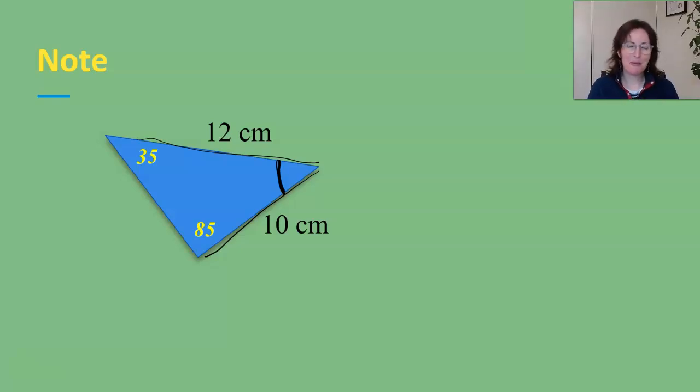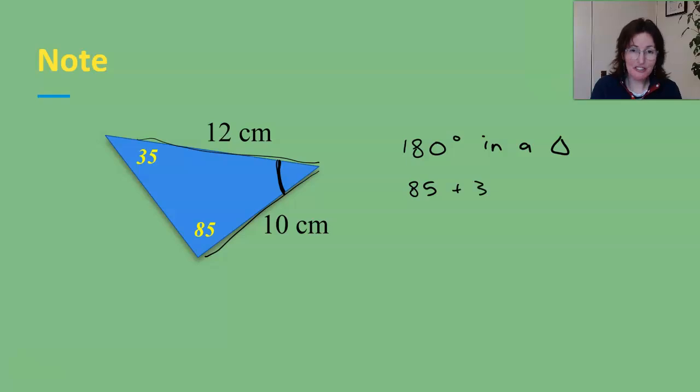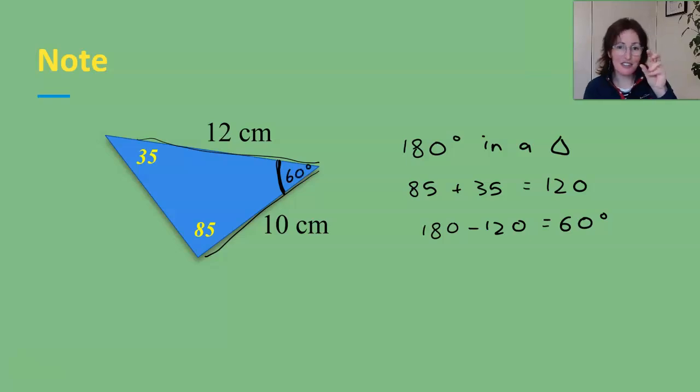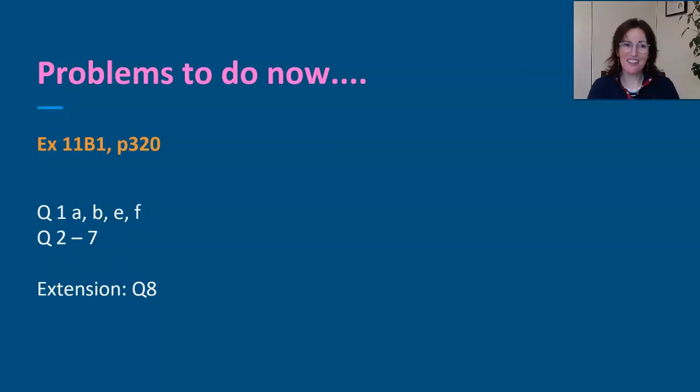What fact do we have to remember about triangles and their angles, their degrees? That there's 180 degrees in a triangle. So that means we can have 180 subtract off those other two angles, and that'll help us find that third one. So if we have 85 plus 35, what does that give us? 120 degrees. So therefore we're left over with 180, subtract 120, 60 degrees there. So that would be 60 degrees for that included angle, and now you can use the formula to find the area of that triangle. There's some problems to do now.